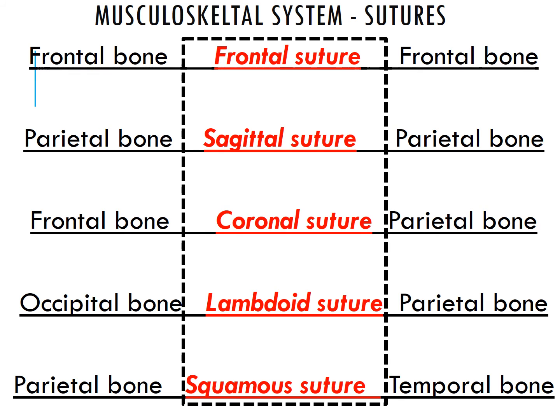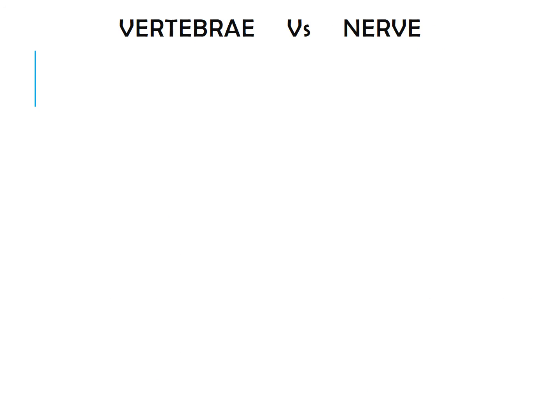Let's have a quick revision. In between the frontal bones, frontal suture; in between the parietal bones, sagittal; in between frontal and parietal, coronal suture; in between occipital and parietal, lambdoid suture; in between parietal and temporal, squamous suture.